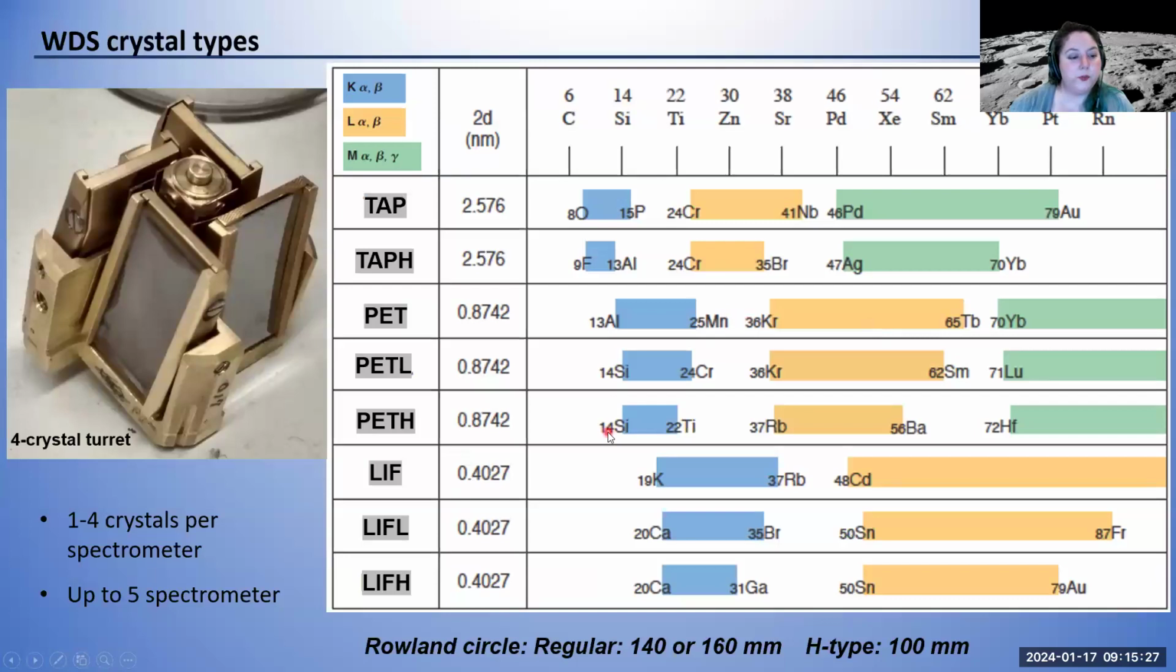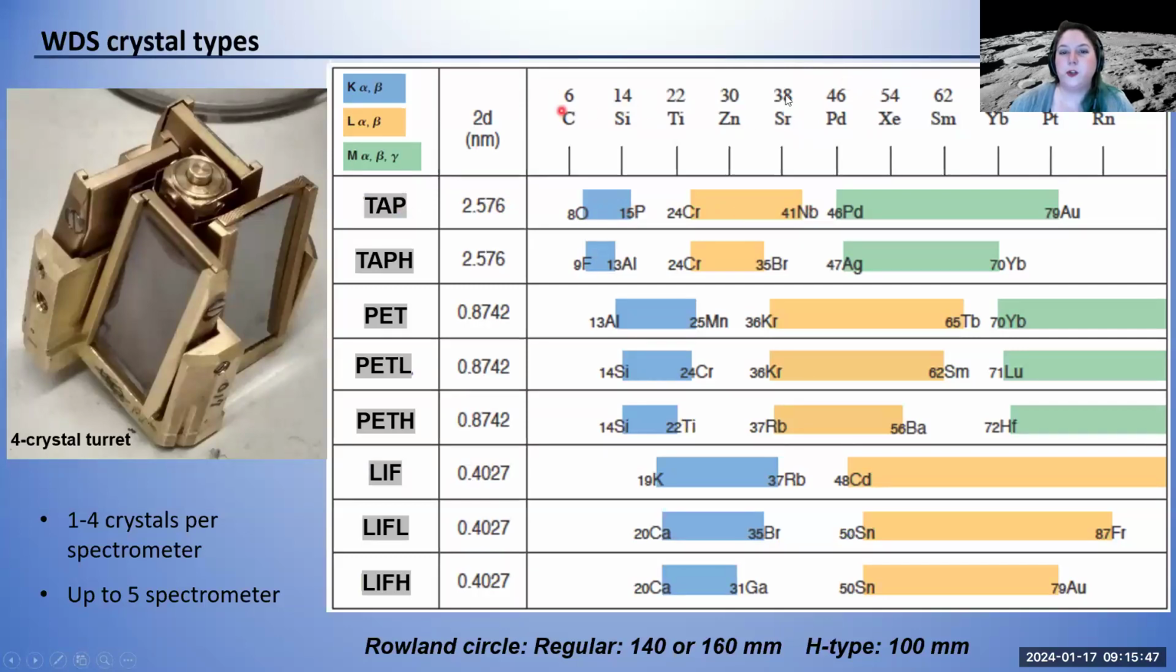There are different crystal types usually, and these are their different acronyms. It depends very much on each individual instrument that we have, how the layout of the machine looks, and what crystals are available. Each crystal brackets a certain part of the spectrum.